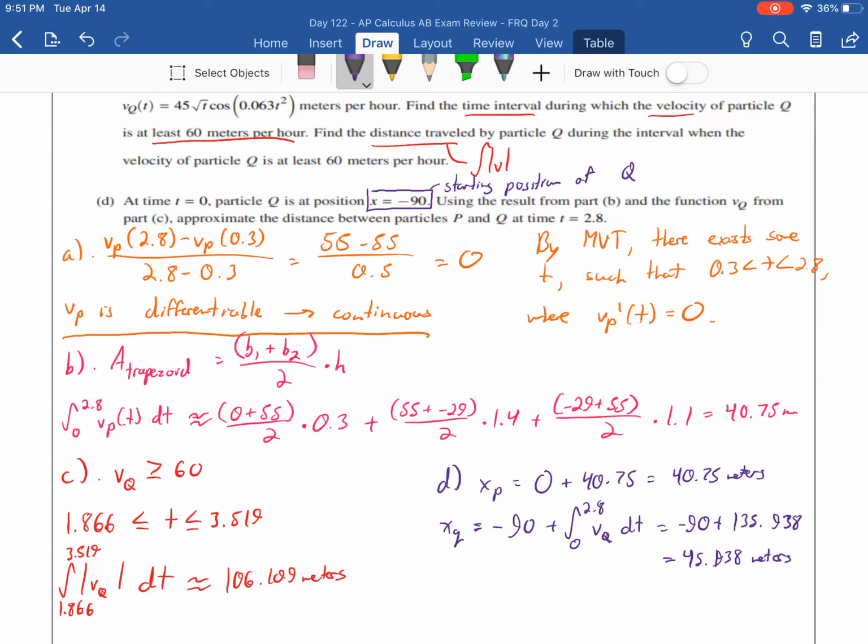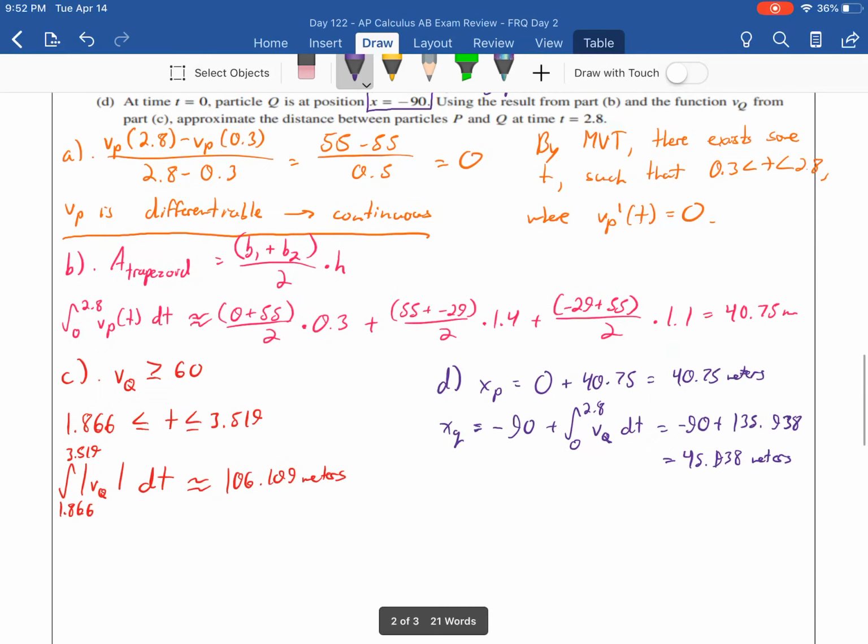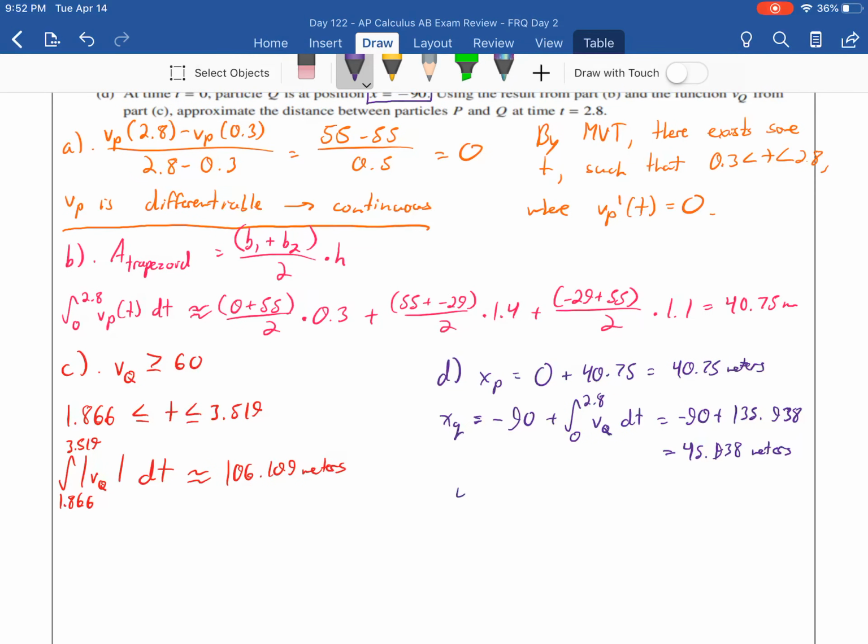meters. And once again, finally, we're trying to find the distance between these two particles. So 45.938 minus 40.75. You should get an answer of 5.187 meters. So that is our final answer for D. That is the distance between the two particles.